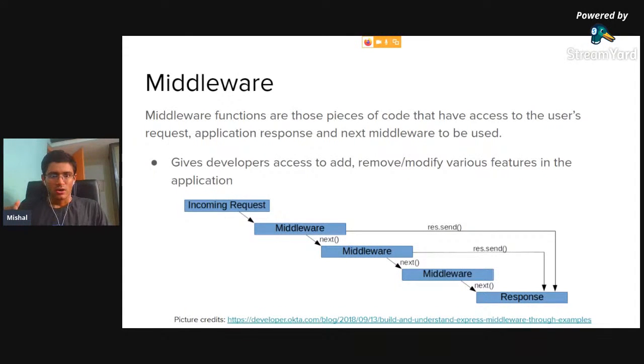Now let's say there are certain logs you want to change, or the way you are logging them. You don't need to go and modify each of the functions that you have created. You can directly change this middleware function and call the next middleware function to be used. So that is something which is pretty good with Express, and it gives good control over it.